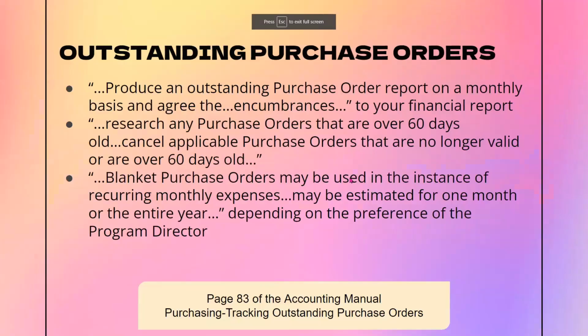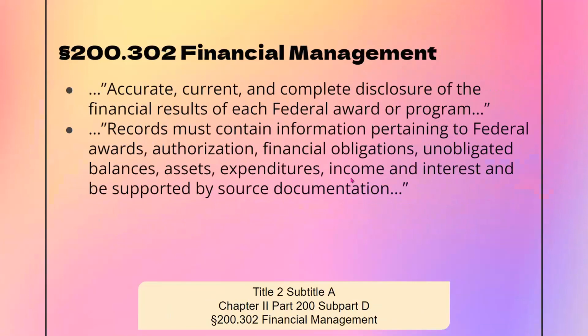So with our open purchase orders, we have a responsibility when it comes to the Super Circular, the federal rules for governing our spending for grants and contracts, that our financial reports have to be accurate and current and complete. So that's doing things like closing our purchase orders. Records must contain information pertaining to federal awards, authorization, financial obligations, unobligated balances, assets, expenditures, and so on. So we have a responsibility, not just because we want things to say converted or not, because that's our job. We have to have accurate and complete and current financial records.